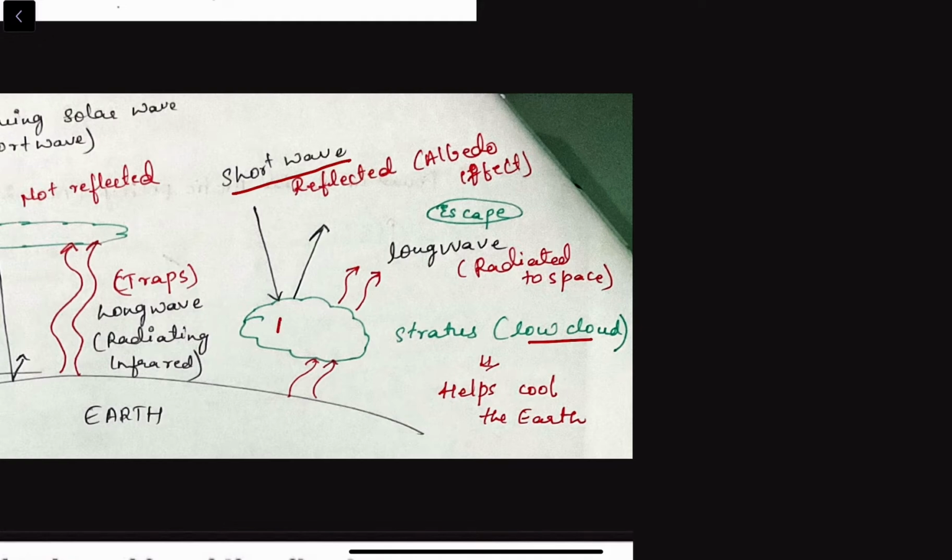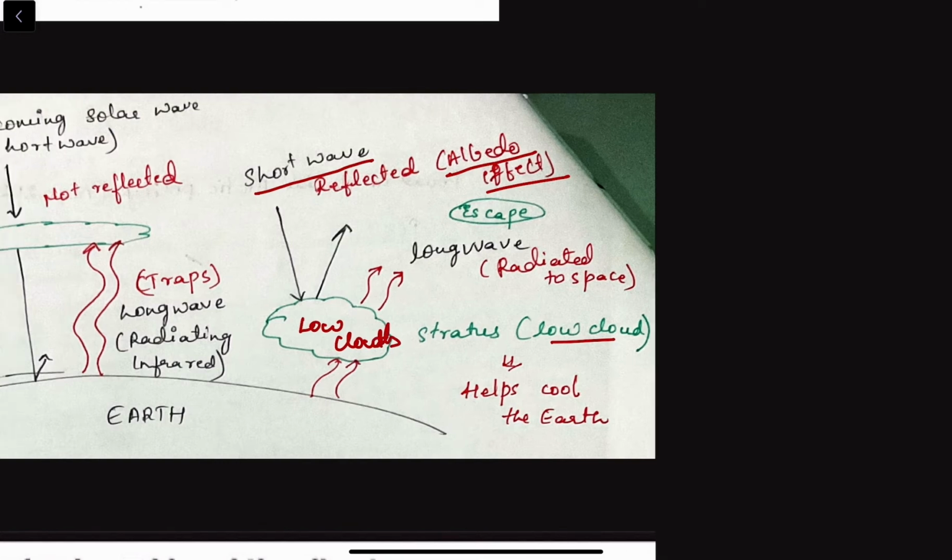If it encounters the low cloud, in the sense it can be stratus cloud or cumulus cloud, when they encounter the low cloud, they are directly reflected to the space. That means it is synonymous to the albedo effect, which we study with respect to glaciers and ice. And then easily the long wave radiation which is radiated is also easily radiated to the space. It escapes from the earth's surface. That means low clouds are helping to cool the earth.